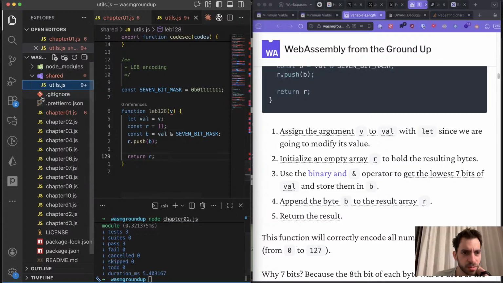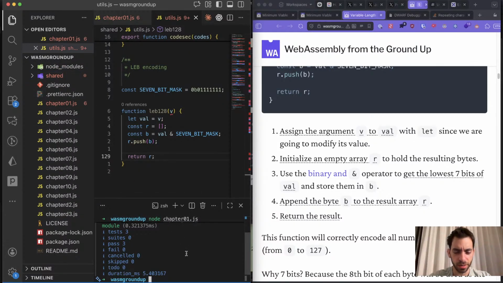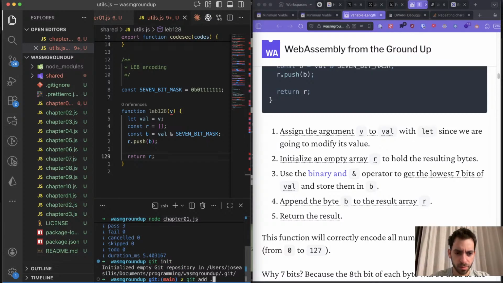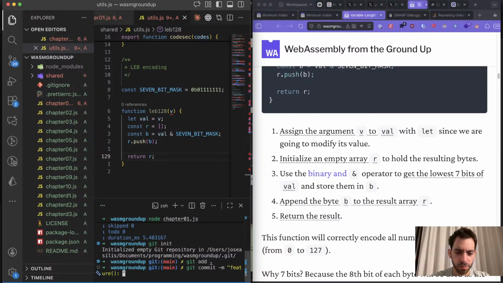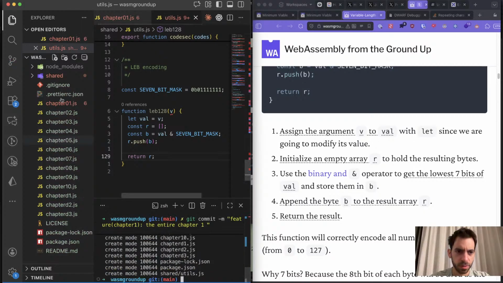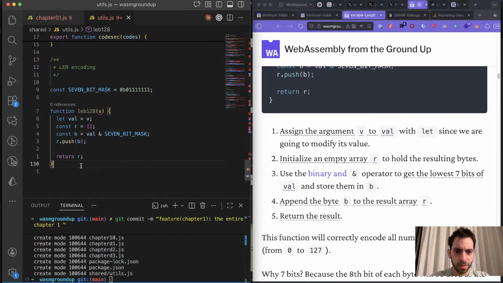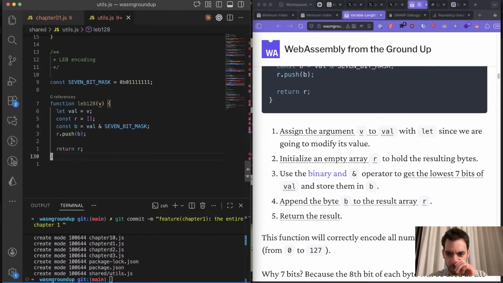Something that I have not done is to git checkout. Git init. Feature chapter 1. Entire chapter 1. Okay. I'll continue this. And now I am going to come back.